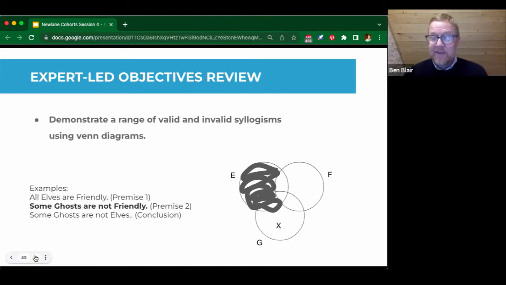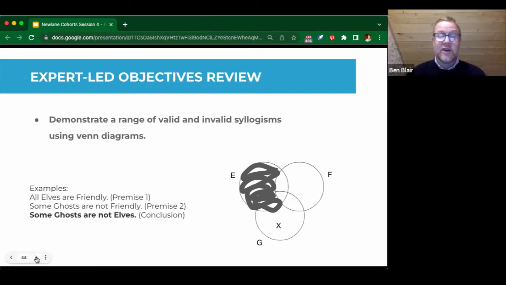Next, some ghosts are not friendly. I'm going to put an X in the G circle somewhere where it does not intersect with the F circle. And notice that it does not intersect with the E circle, because everything in the E circle that intersects with the G circle has been eliminated, except for that little area in the middle where they all intersect. But where they all intersect, I don't want to put the X, because this premise is some G are not F. So I want somewhere in the G that does not intersect with F.